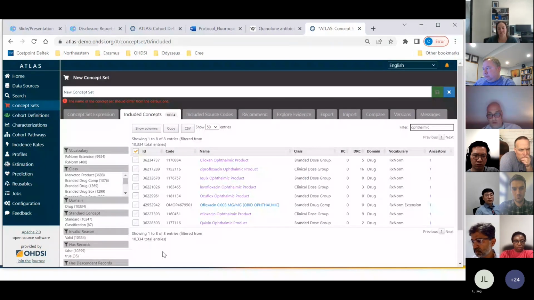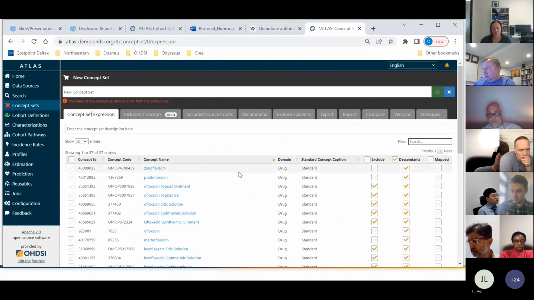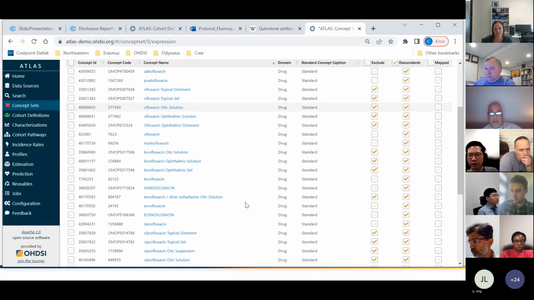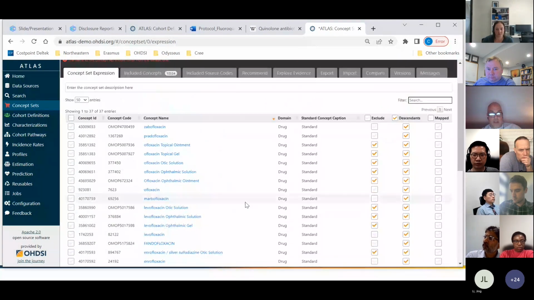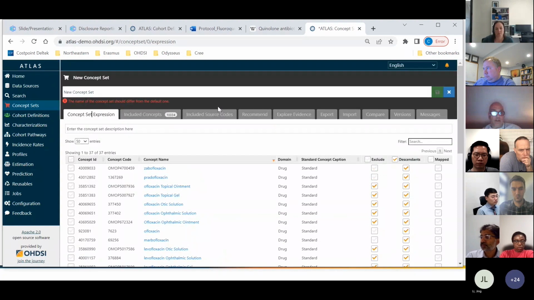So the take home message is, number 1, ingredient. Number 2, clinical drug form. And pick what you want or exclude what you don't want, or do both. Okay. And then you have a beautiful concept set of all the ones that you need. It's the ingredients, they're all in, except the bad drug forms that you don't want because they're topical. Okay. And then don't forget to save and name this thing.